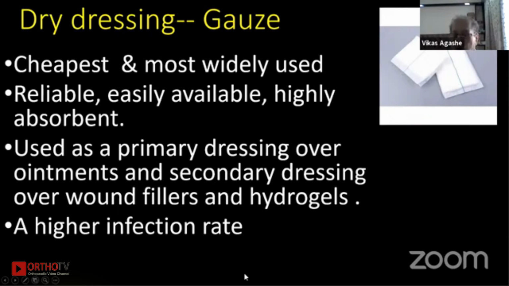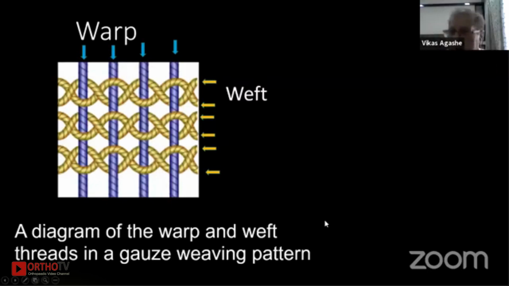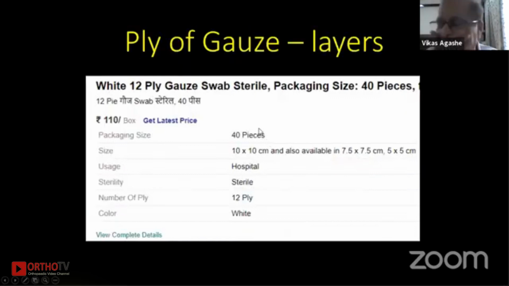And it is said that with gauze, the infection rate is a little higher as compared to other types of wound dressings. Now, the gauze is a woven fabric. It is woven as warp and weft. These double threads are wefts and the vertical ones are warps, which actually strengthen this woven gauze. And often it is mentioned that it's a 12-ply gauze. What is a 12-ply gauze? They are essentially layers. So the more the ply, the thicker the gauze, and then it absorbs better.